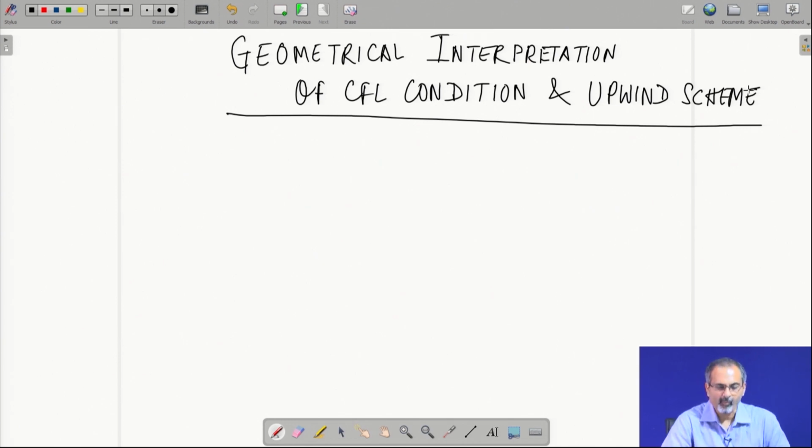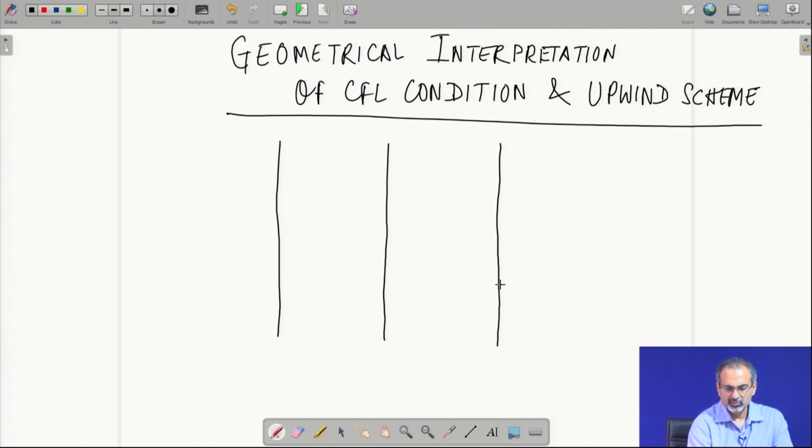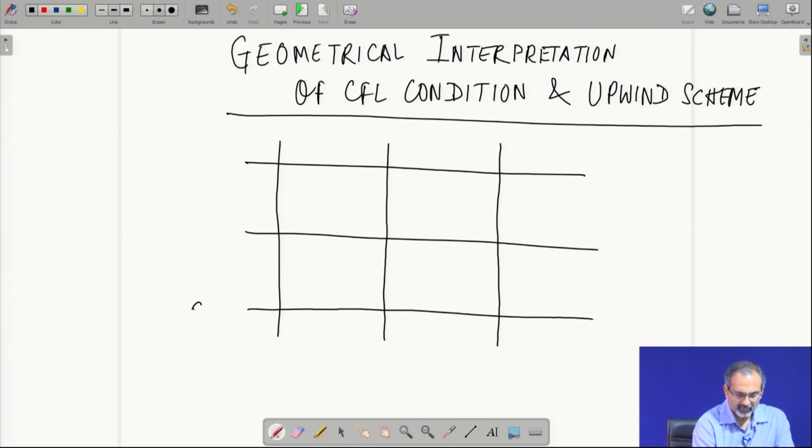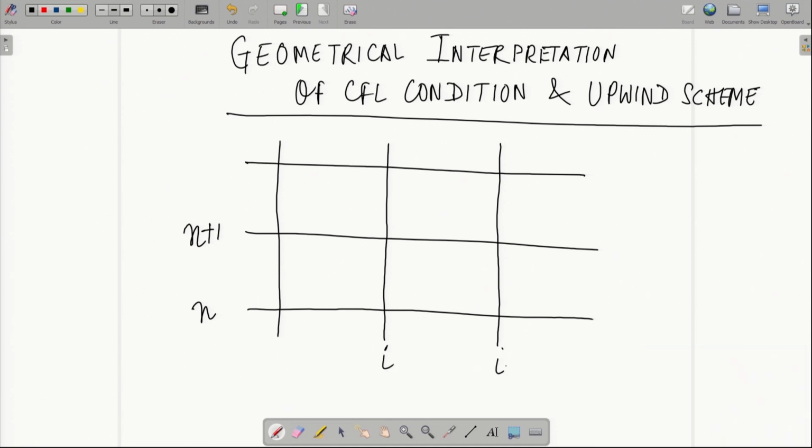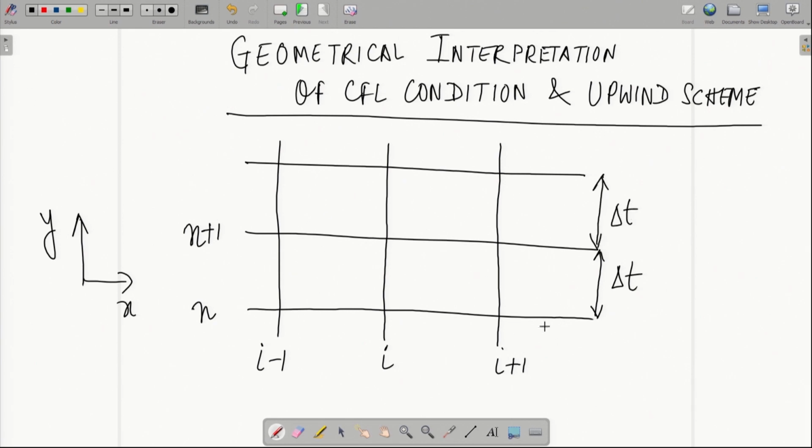So, let us see how we do it. For that, we will make a small sketch to explain the time and space discretization in the form of grid lines. Let us say along the x direction we will have the spatial grid points I plus 1, I minus 1, and along the y direction we will have the temporal levels, the time steps. Of course, the time intervals remain constant as you go from one time step to the other. It is true even for the spatial grids.